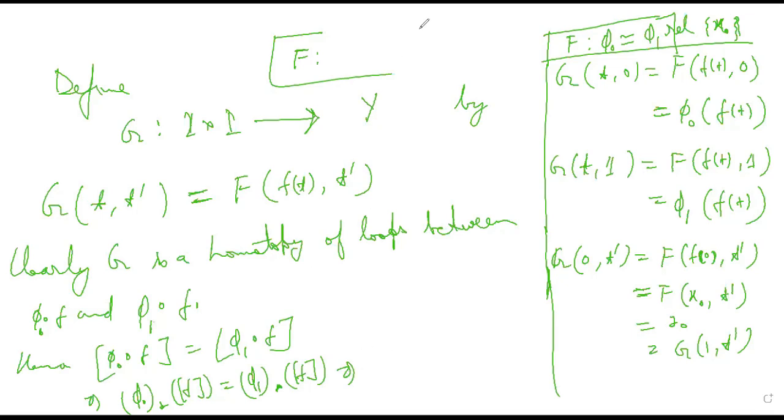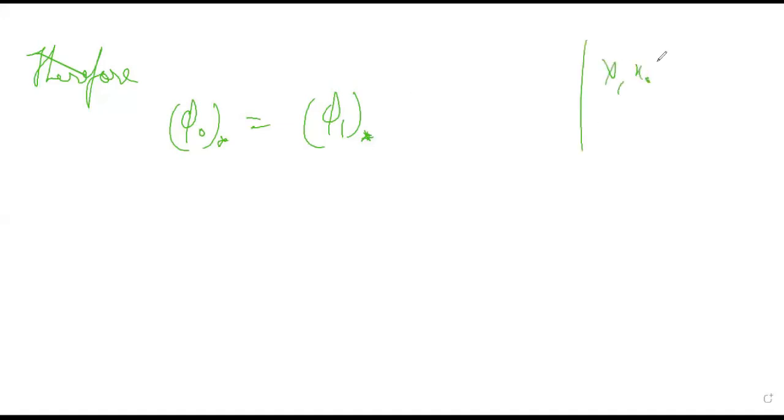What does it mean? It means that, and F was an arbitrary loop, right? So this is true for any loop class. Therefore phi naught star equals phi 1 star. Thus, if phi naught and phi 1 are homotopic maps from (X, x naught) to (Y, y naught), so when we say homotopic maps, this homotopy will be in the category of pointed topological spaces, right? It means the homotopy will be relative to x naught. So we have this.